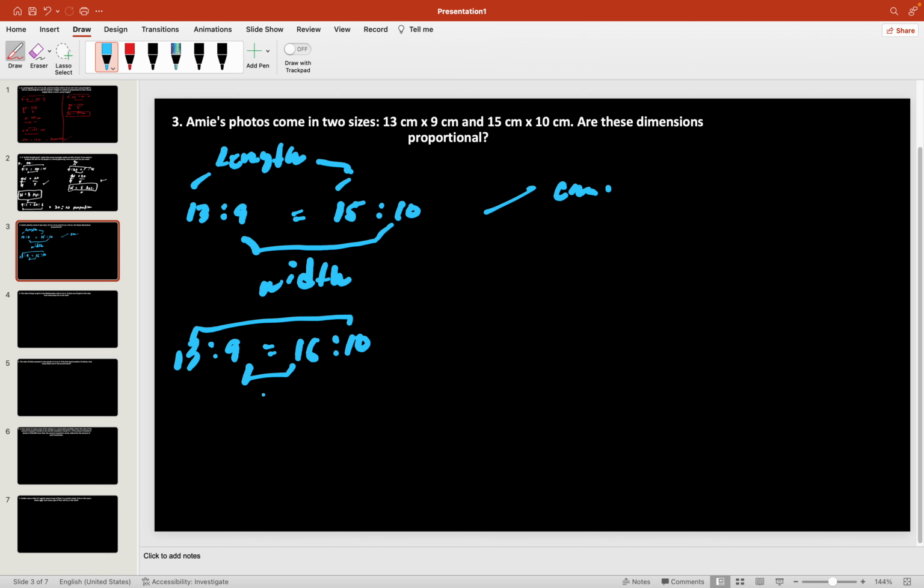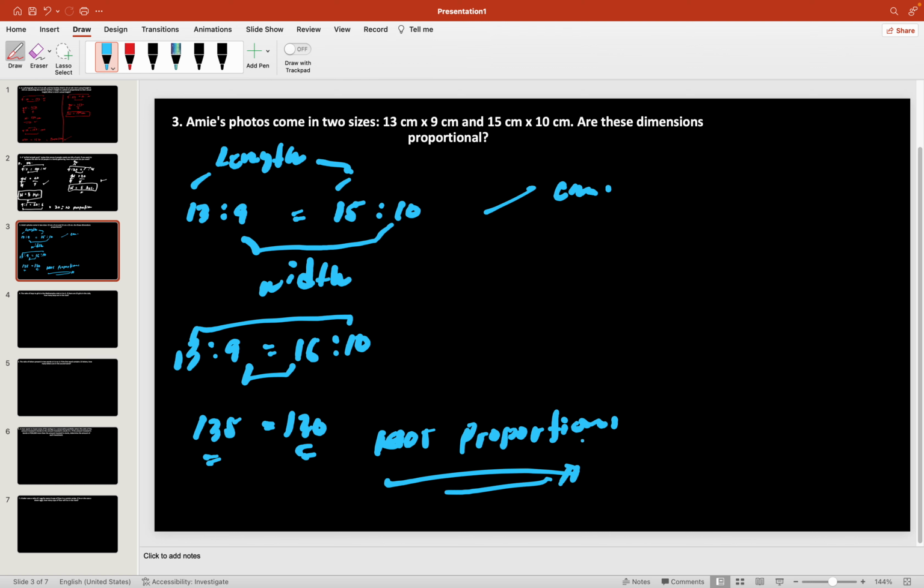So 9 times 15 is equivalent to 135. Then after that, 13 times 10, which are the extremes, we have 130. So since hindi sila pareho, this is 135 and this is 130. This is not proportion. So since yun lang yung tinatanong sa question natin, then this will be our answer now, not proportion. Okay? So ganyan lang siya kunin. Hindi natin siya pwedeng pagbaliktaran the same as the others because ito yung mismong dimensions ng photos natin. So hindi sila pwedeng pagbaliktaran.